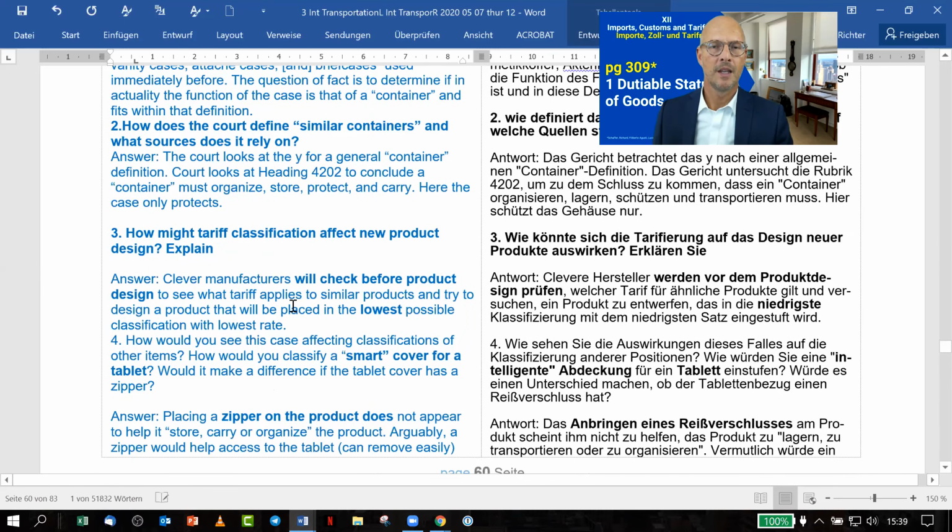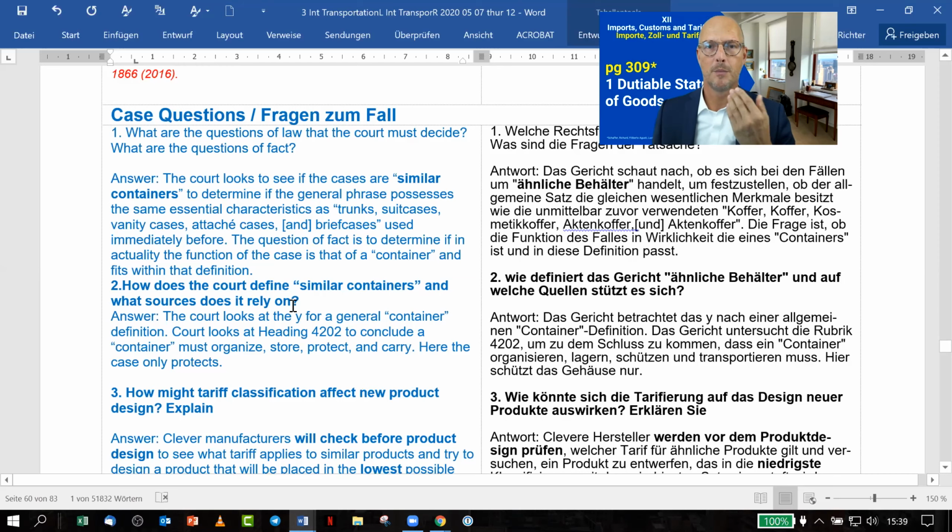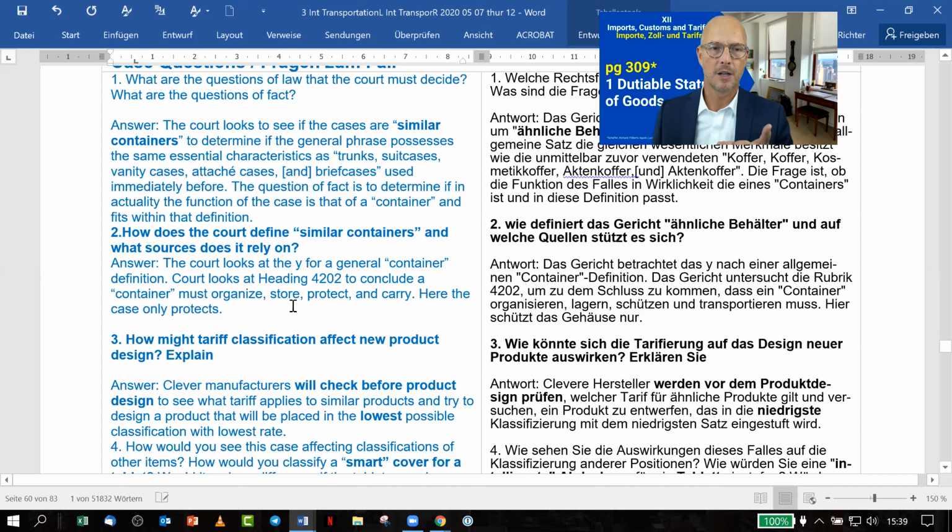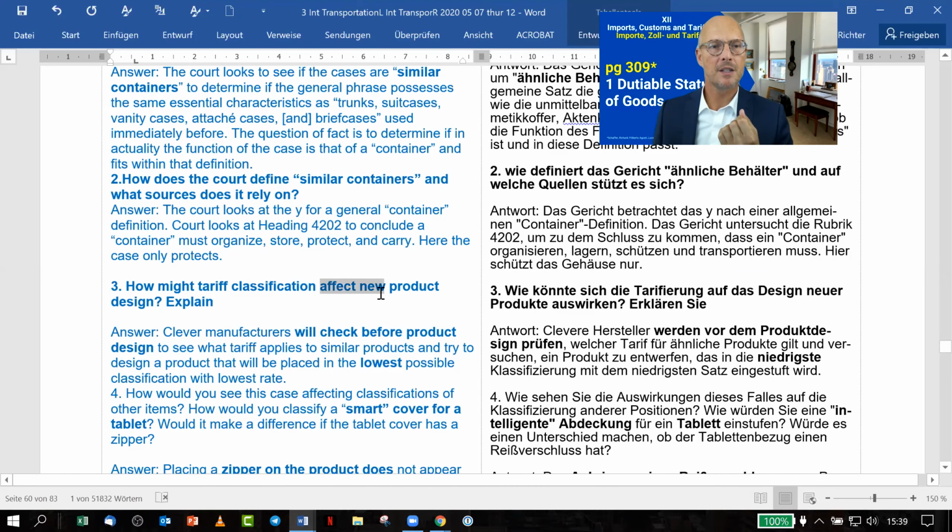And one thing is very important: if you see that you pay a lot more tariff if you import these products, it has a lot of effect for the new product design, right? Because clever manufacturers will check before they design a product to see what tariff applies to similar products, and then they try to design a product that will be placed in the lowest possible classification with the lowest rate, right?